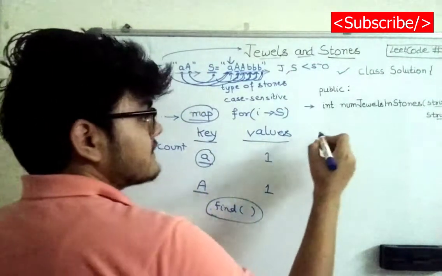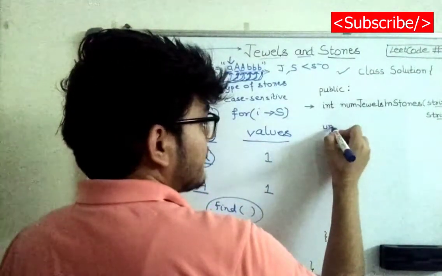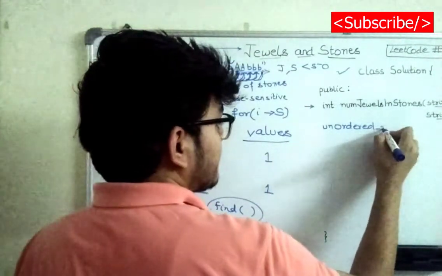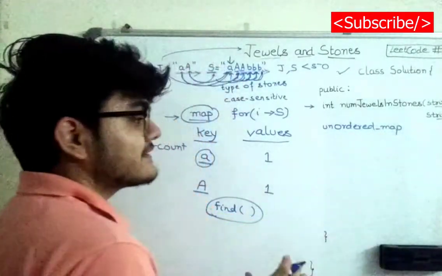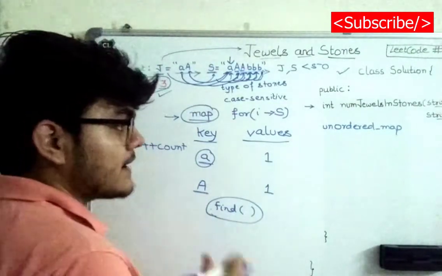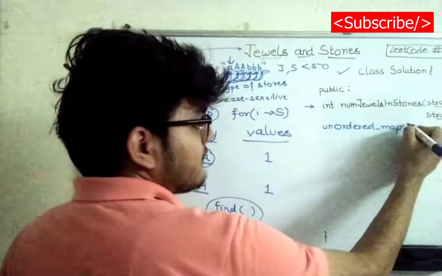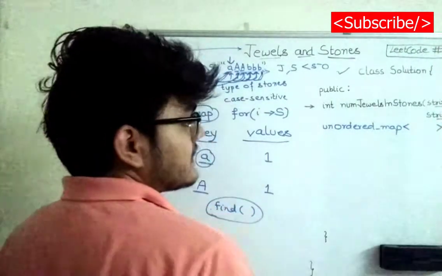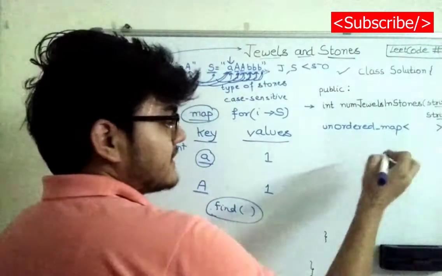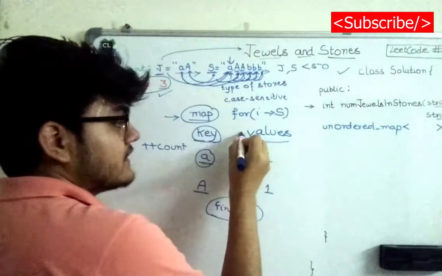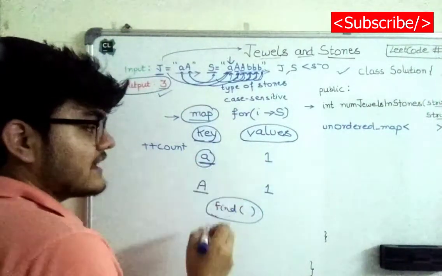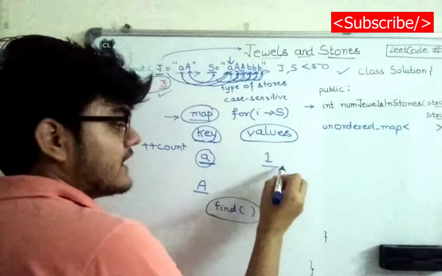So the first thing is, we will use unordered map, which is of the standard template library. We are using the standard template library to implement unordered map. This is basically how we define an unordered map. Inside we have to give two type parameters. One represents the type of keys and one represents the type of values. You can see the data type of the keys is character, and the data type of values is actually integer.